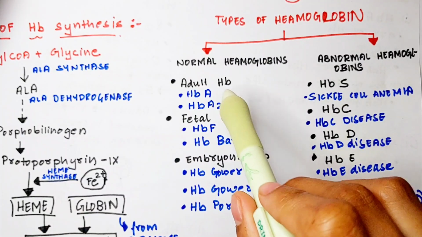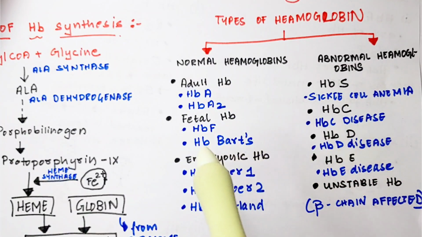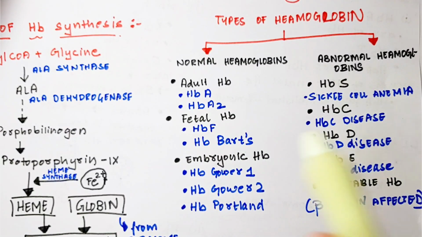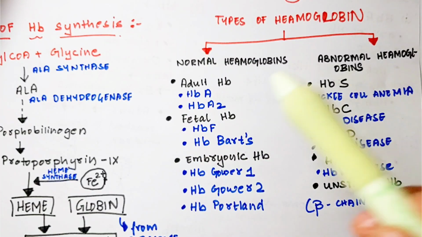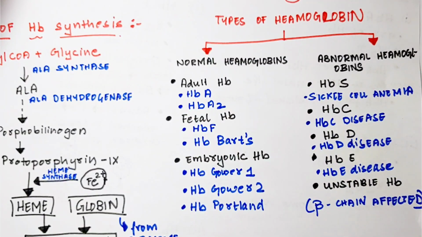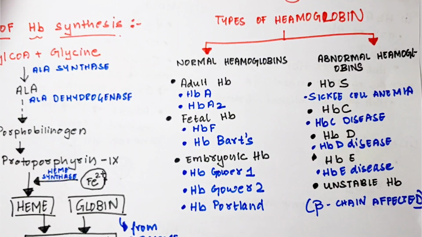In adult hemoglobin, the adult hemoglobin is mainly divided into two types, HbA and HbA2. Then fetal hemoglobin. Fetal hemoglobin is like the kids who exist out there. So they have HbF and Hb Bart's hemoglobin. Now, what am I talking about? You know that hemoglobin is present in our body. There are different types of hemoglobins: adult hemoglobin that is present in you and me, fetal hemoglobin, the one that is present in the fetus, and the embryonic hemoglobin that is present in the embryo. Embryonic hemoglobin is Hb Gower 1, Hb Gower 2, and Hb Portland.